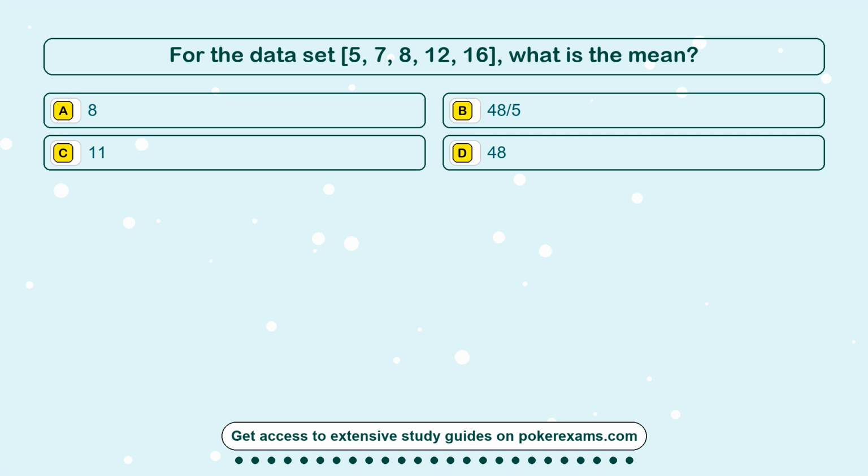Question 19. For the data set 5, 7, 8, 12, 16, what is the mean? Option A 8. Option B 48/5. Option C 11. Option D 48.